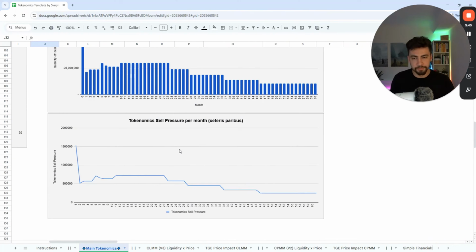Here we have a kind of high level, how much sell pressure you can expect. This just simply takes the tokens unlocked per month and multiplies it by the token price on listing. So it assumes nothing else changes, and it assumes that 100% of the tokens will be sold. So for example, on TGE, we have $1.5 million worth of sell pressure.